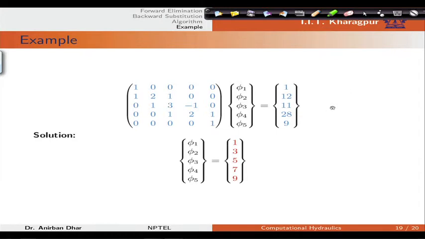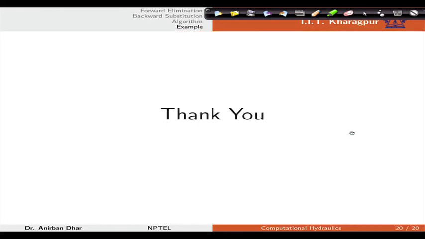Next lecture onwards we will start the iterative techniques to solve the same kind of problems, but the approach is somewhat different. Thank you.